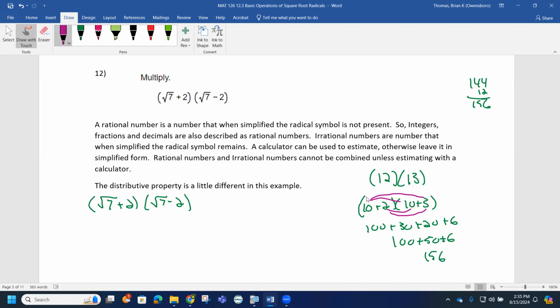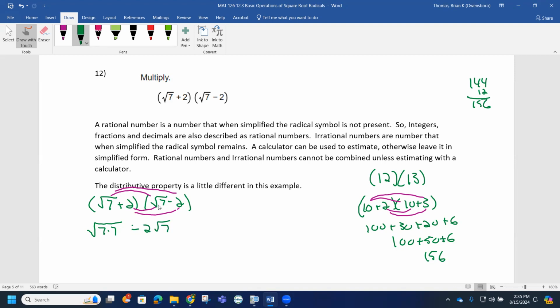So kind of like we did over here, we can multiply the square root of 7 through both pieces. Then I can turn around and multiply this 2 through both pieces. If we can do that math, then we're successfully able to do this problem. So the square root of 7 times the square root of 7 kind of looks like this, the square root of 7 times 7, since they're both under the radical. And then I have the square root of 7 times a minus 2. So one's outside, one's inside.